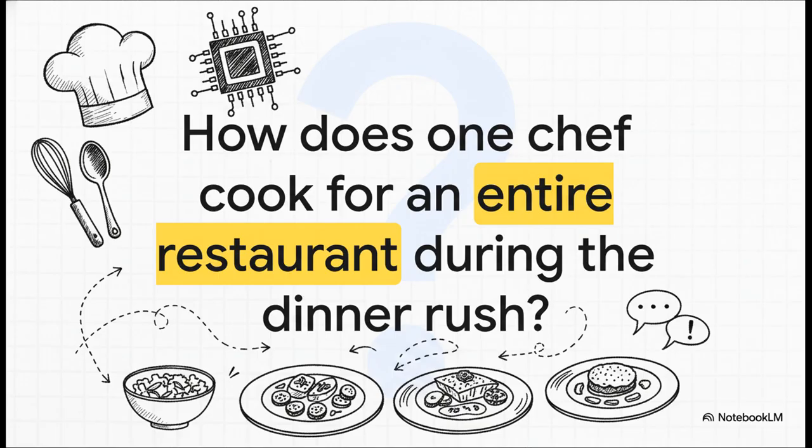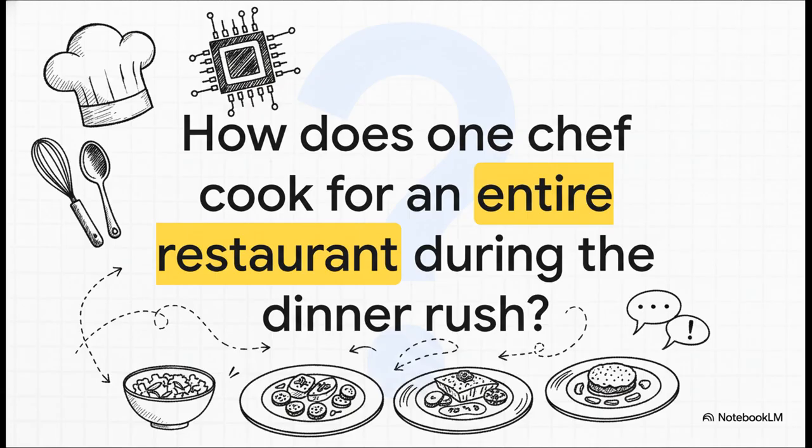So picture this. You are the head chef in a restaurant that is absolutely packed. Orders are just flying in. Some are simple salads, some are these super complex entrees. Here's the catch. You've only got one pair of hands. How in the world do you decide what to cook next to keep every single customer happy?